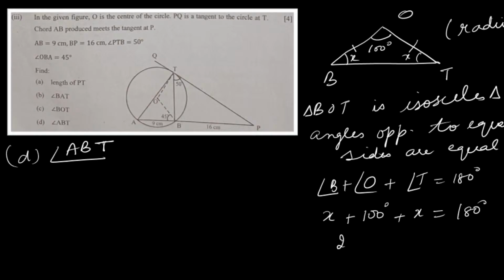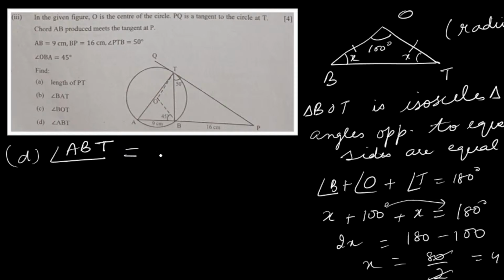So X plus X plus 100 is 180. If we shift 100 to the other side, it will become minus 100. 180 minus 100 is 80. So 80 by 2 is equal to 40. Yes, 80 is perpendicular to T. Okay, so that way is also fine. X is equal to 40. So Tarun, your method is also fine. I have done it this way, and this is also correct.